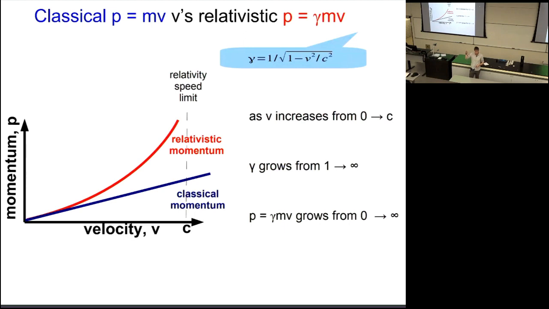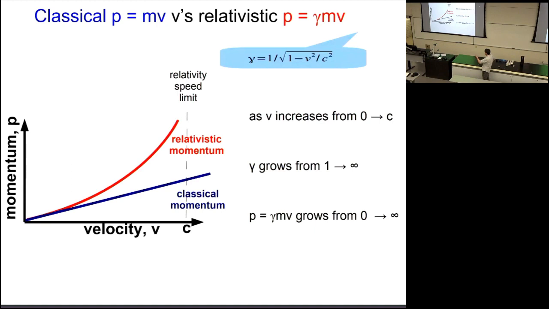If gamma goes towards infinity for speeds approaching the speed of light, then the relativistic momentum will go towards infinity for speeds approaching the speed of light. And that's the trend you're seeing here. You can't get faster than the speed of light in relativity. One explanation is you would need more than infinite momentum, because at the speed of light, an object, you, I, or anything, would have infinite momentum. And we could never give something infinite momentum with finite forces. And so that's the curve of relativistic momentum.